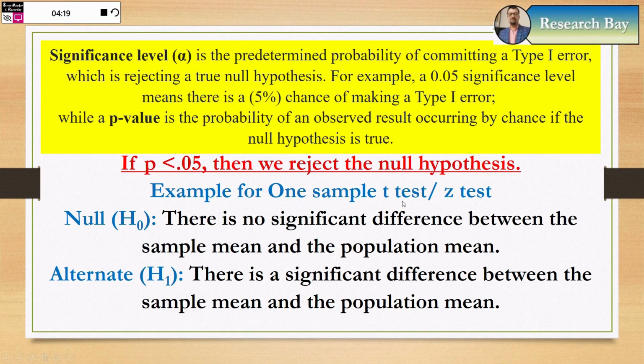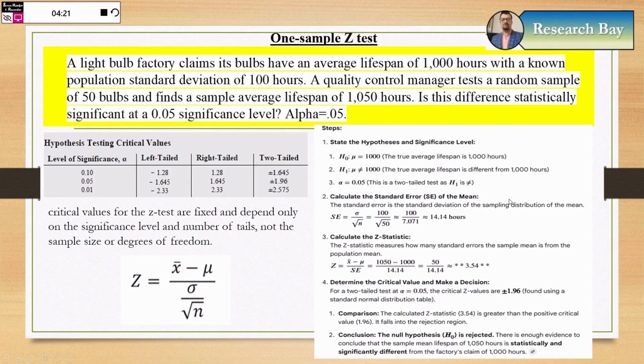Now let us take one example and try to solve it manually. First, we will go for a one sample z-test. In this, a light bulb factory claims its bulbs have an average lifespan of 1000 hours with a known population standard deviation of 100 hours. Now you might recall that in a z-test, the population standard deviation is known to us and the sample size is greater than 30. A quality control manager tests a random sample of 50 bulbs and finds a sample average lifespan of 1050 hours. Is this difference statistically significant at a 0.05 significance level?